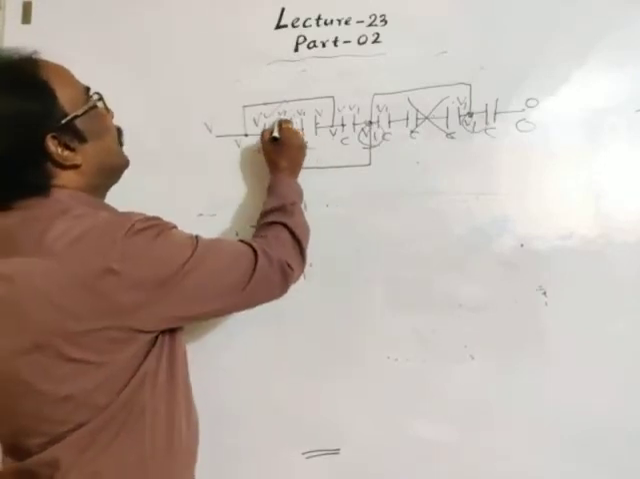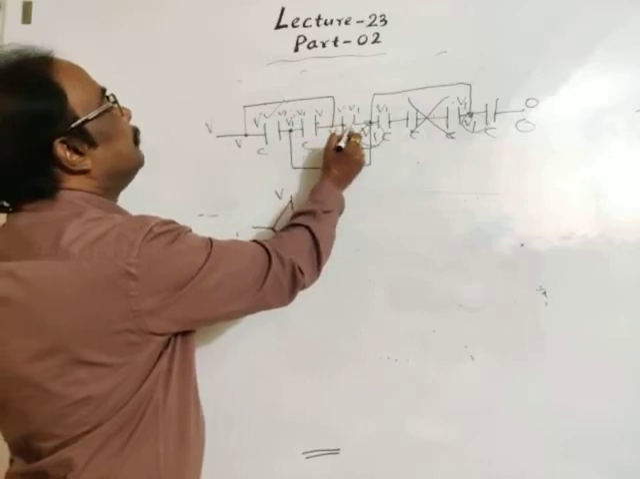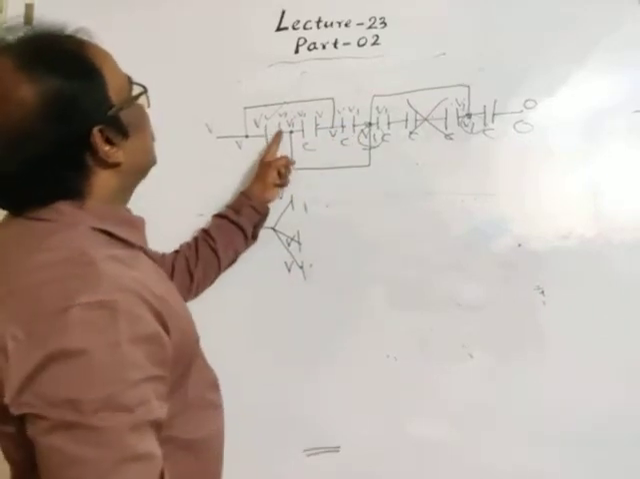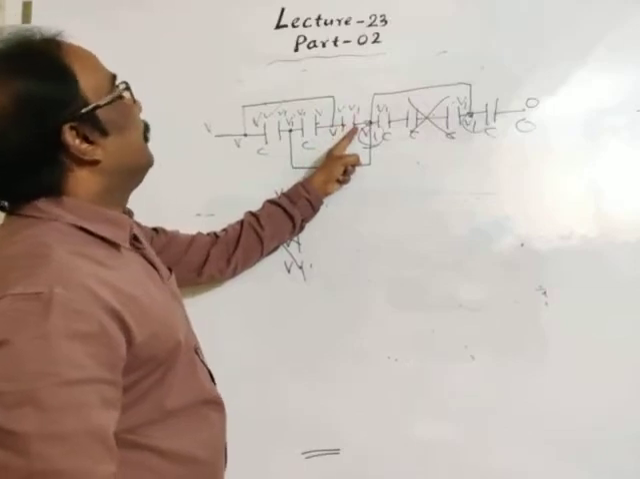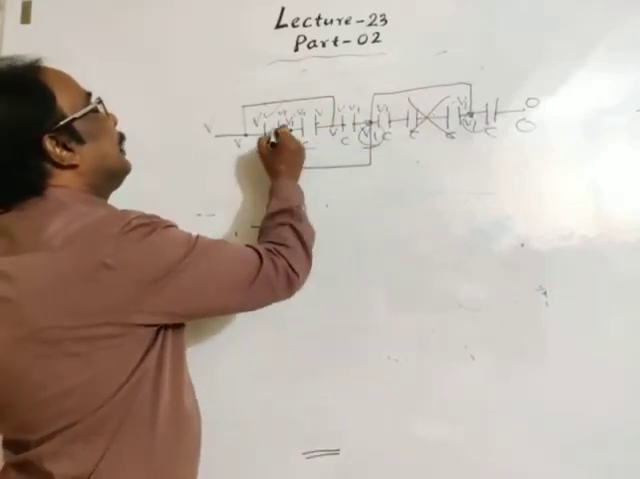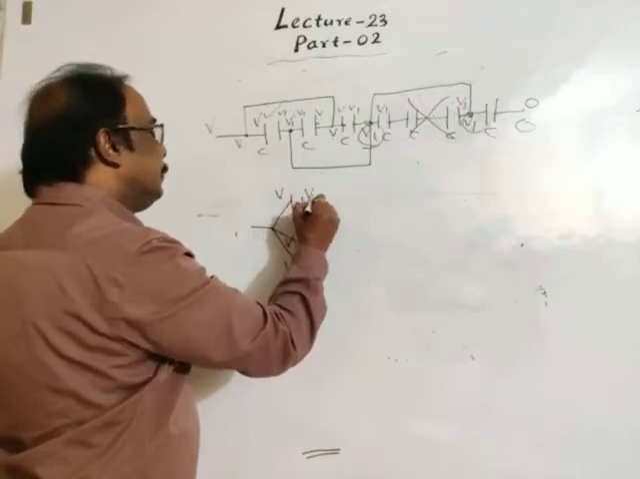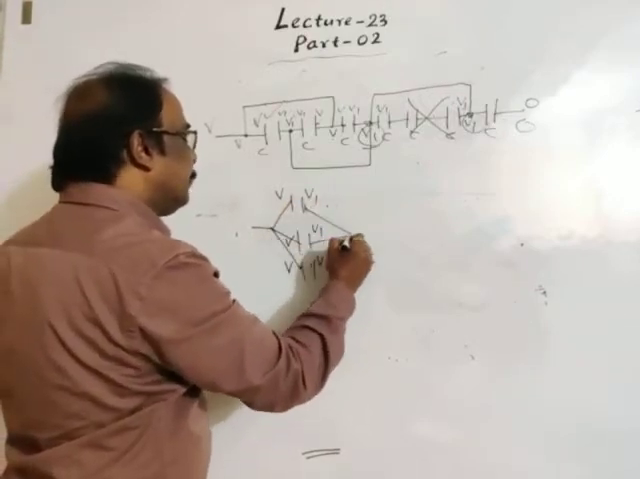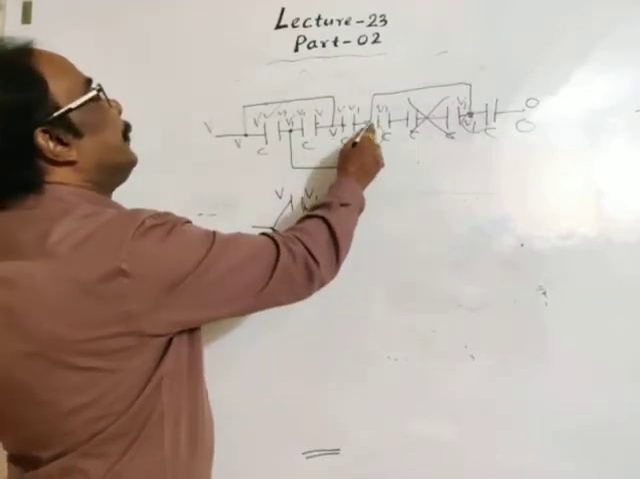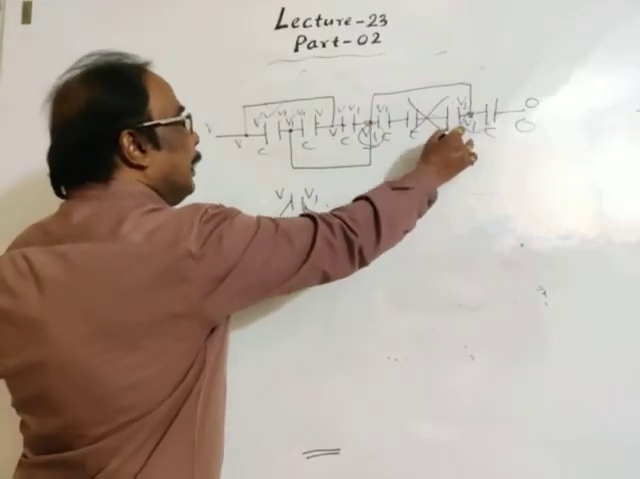Common point, and potential V1, V1, V1. So all these are connected to a common point. Then these 3 are not taken into account.